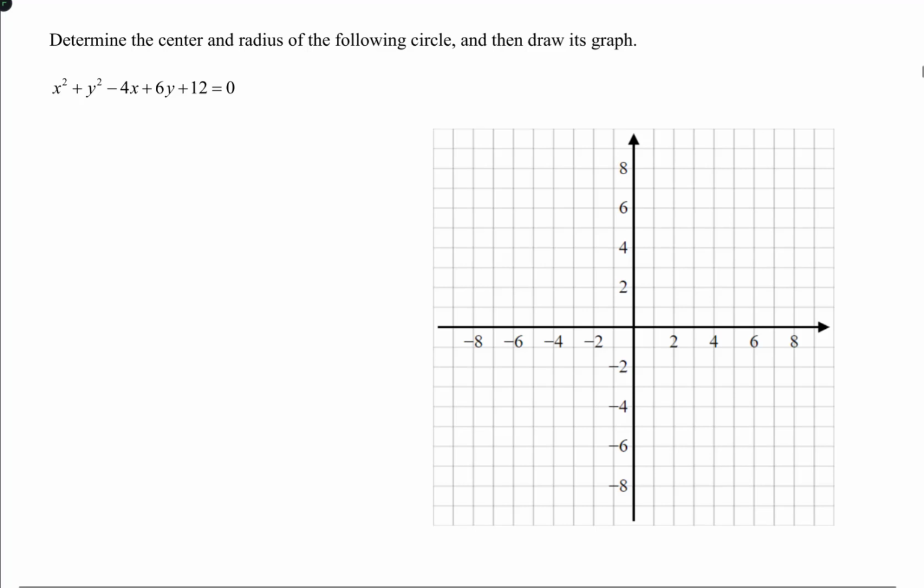Determine the center and radius of the following circle, and then draw its graph.